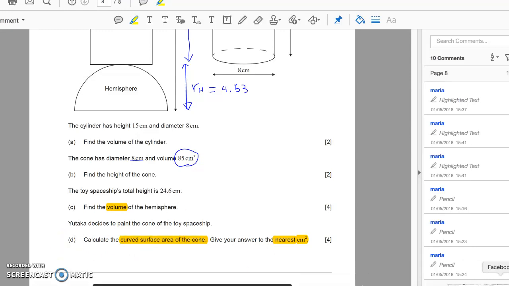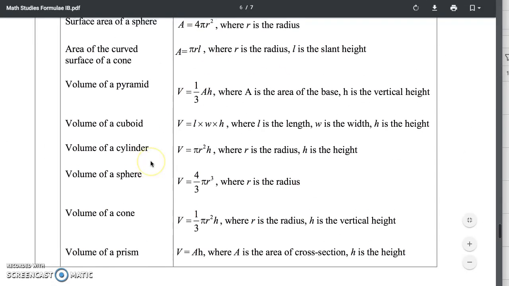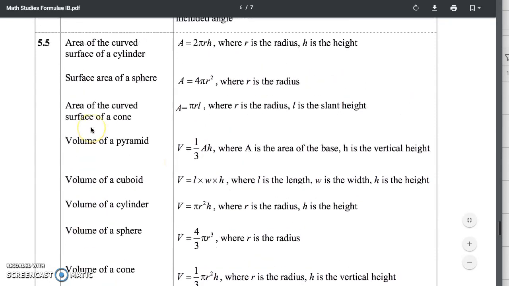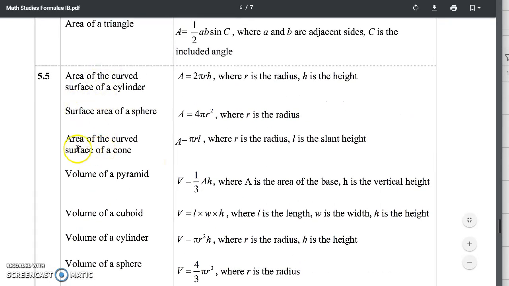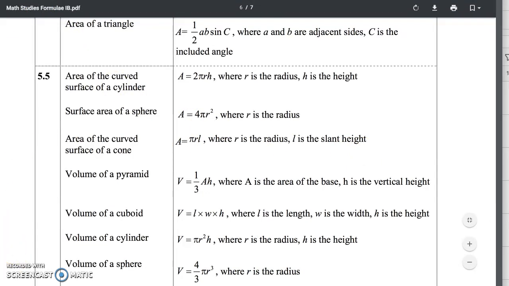I need to know the surface area of the cone. Again, I think this is an easy question because we have this information in the formula booklet. If I look at the formula booklet, all the volumes, and here I have surface area, the area of the curved surface of the cone. Here it is. The area is pi r l, where r is the radius that we know, and l is the slant height. The slant height we don't know, but we are going to be able to find it.